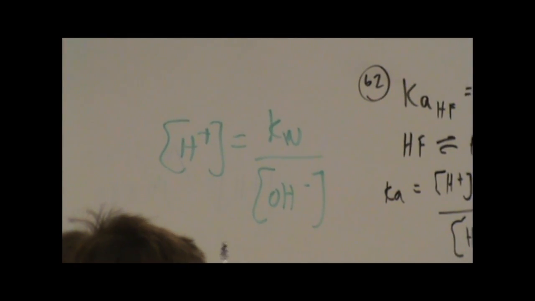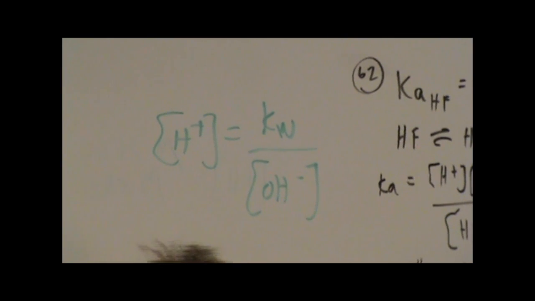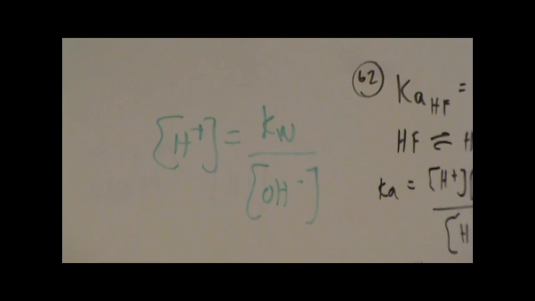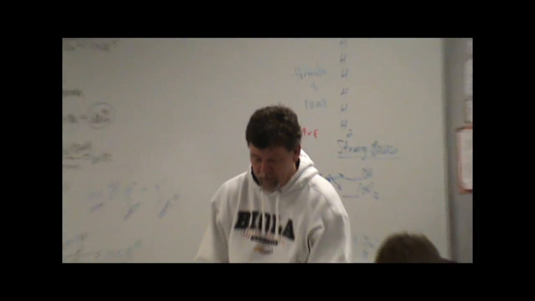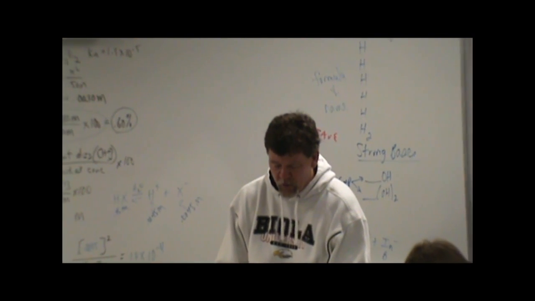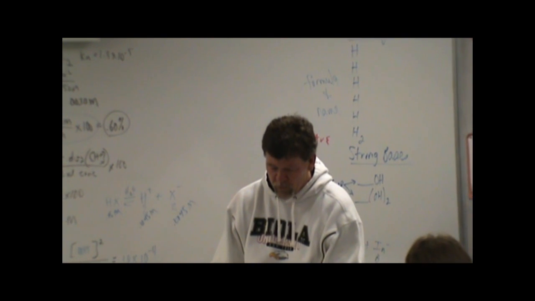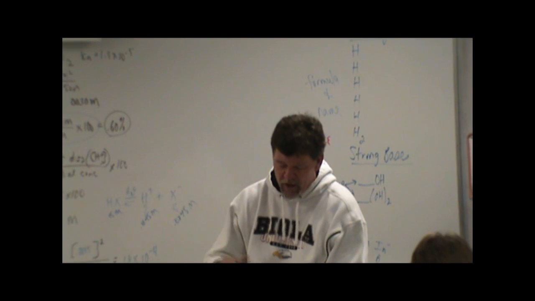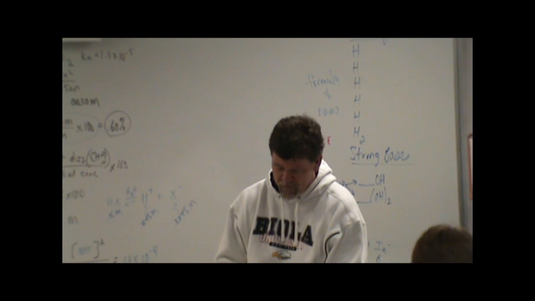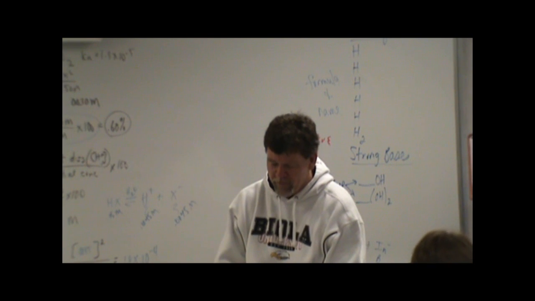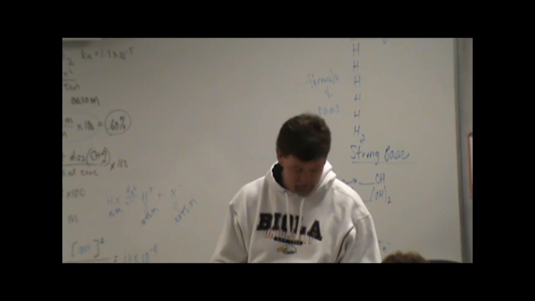And so it's going to be 1 times 10 to the minus 14 divided by 1.6 times 10 to the minus 2 moles per liter. And it's 6.3 times 10 to the minus 13 moles per liter. If you take the negative log of that, you get 12.20 for a pH, which makes sense because it's a base.